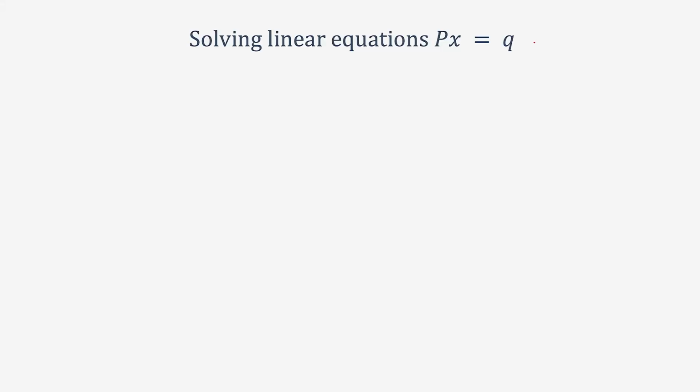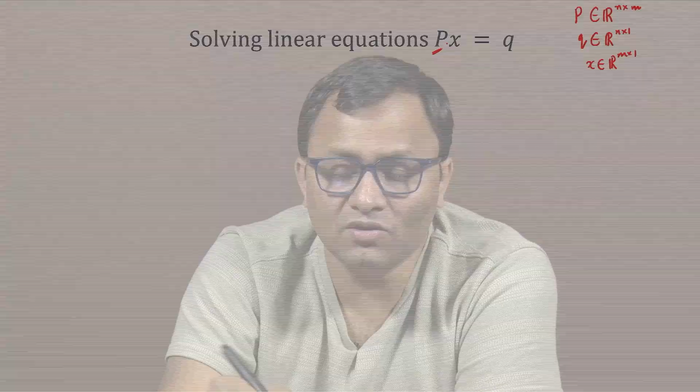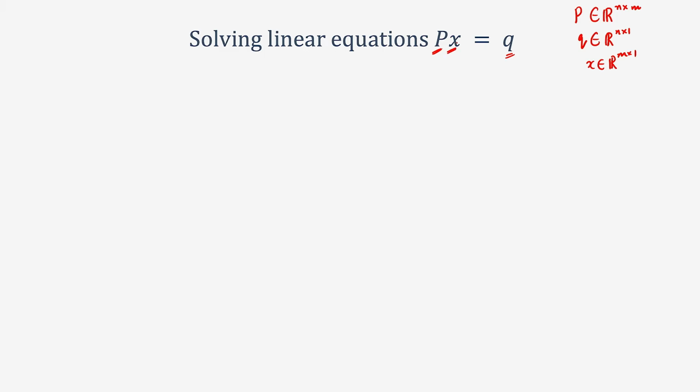So, if you have a set of linear equations, say Px = Q, where P is an n cross m matrix and Q is an n cross 1 vector, and in this case x will be m cross 1. So, if P is known and Q is known and you have to solve for x, this is nothing but a set of linear equations, right.